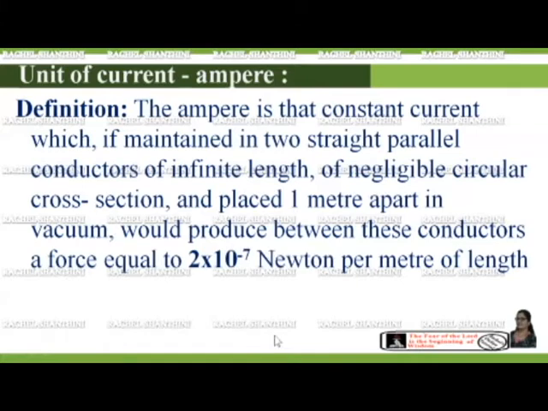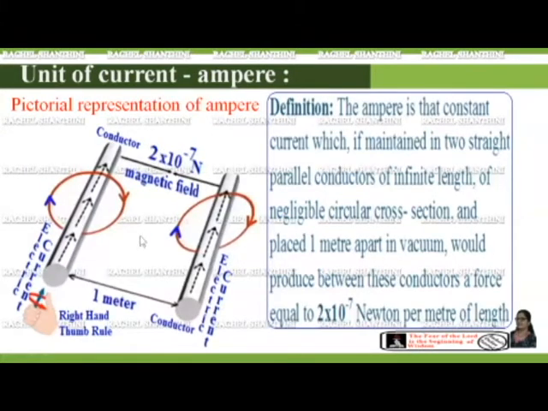Let us see in detail. This is the pictorial representation to explain the ampere. Here we have taken two straight parallel conductors of very long length, right? And it has a negligible cross section. And these two conductors are placed 1 meter apart in vacuum.